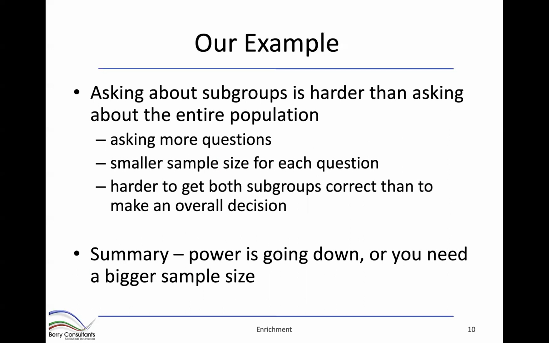All of these things come into your main summary. Your power is going down here, or you're going to need a bigger sample size and potentially a much bigger sample size. There is no magic bullet here that is going to let you investigate 2 subgroups at the same cost of investigating the whole population.